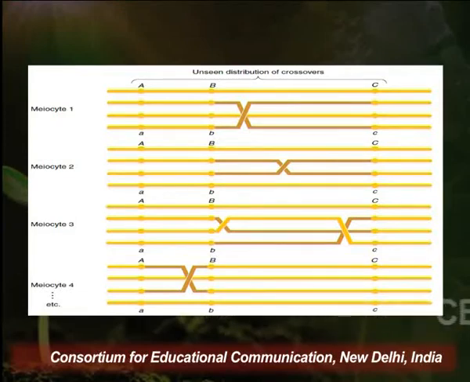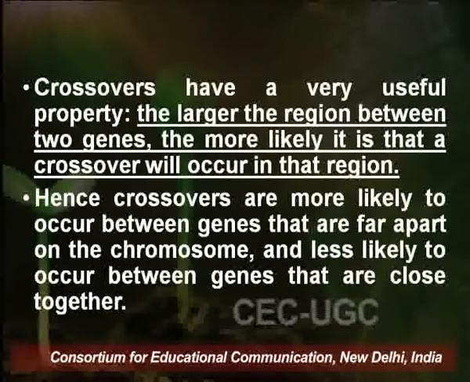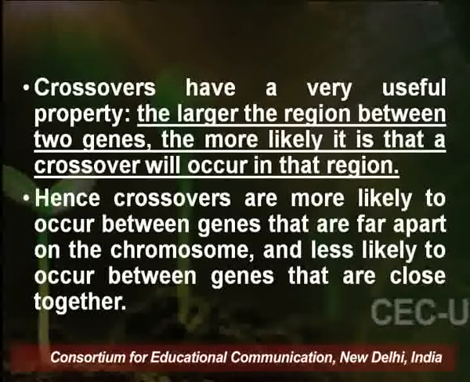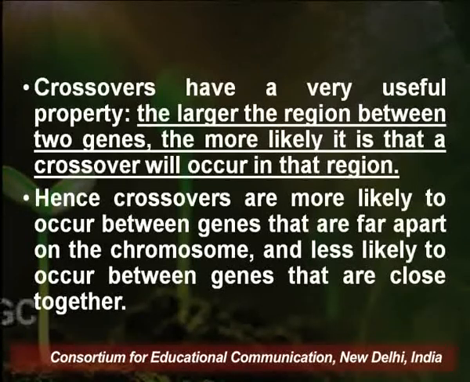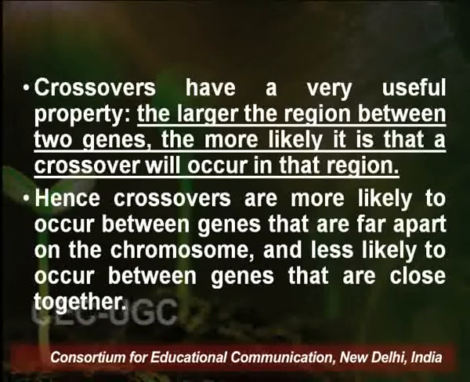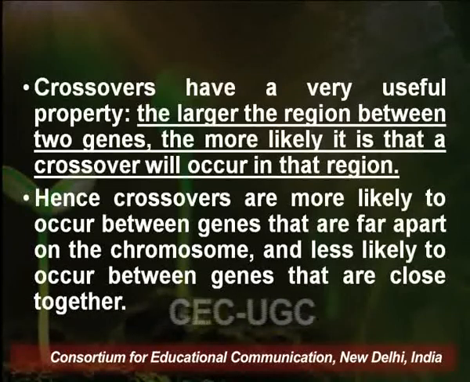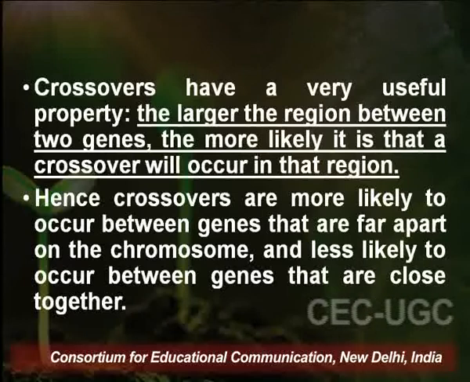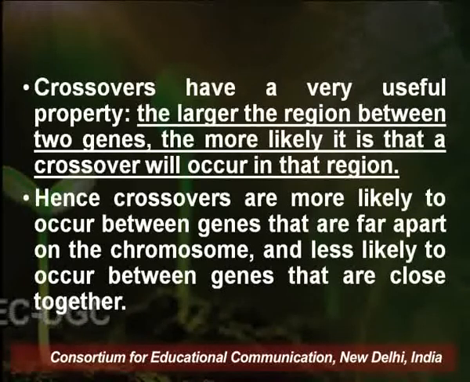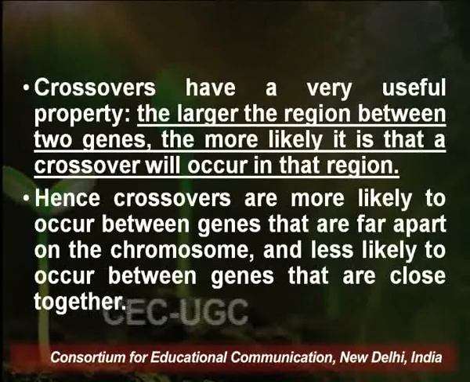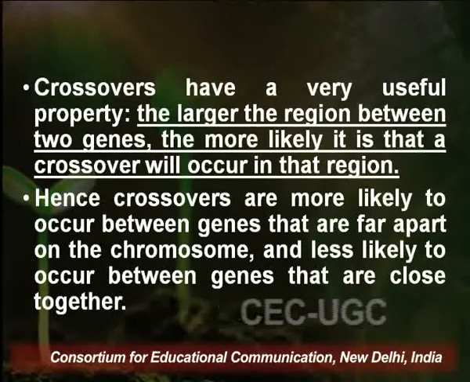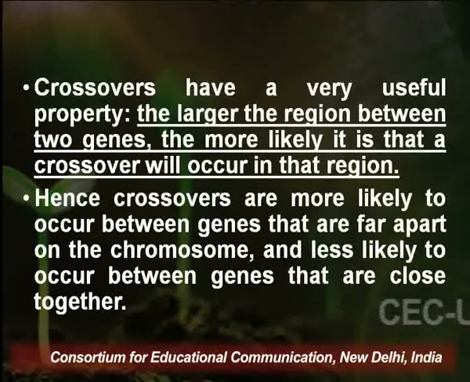So, definitely how can you assume and how can you expect that the 9:3:3:1 ratio would be obtained in this case? So, that means crossing over is a very useful property of the chromosomes at the time of meiosis. One thing is very clear: the longer or larger the region between the 2 genes, the more is the likelihood that a crossover will occur in that region.